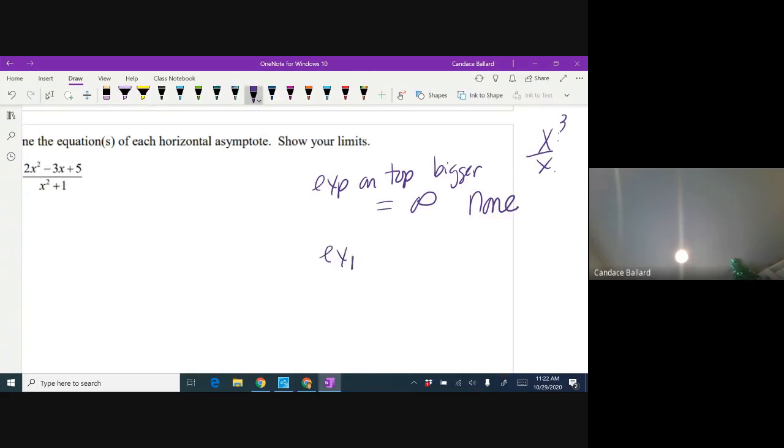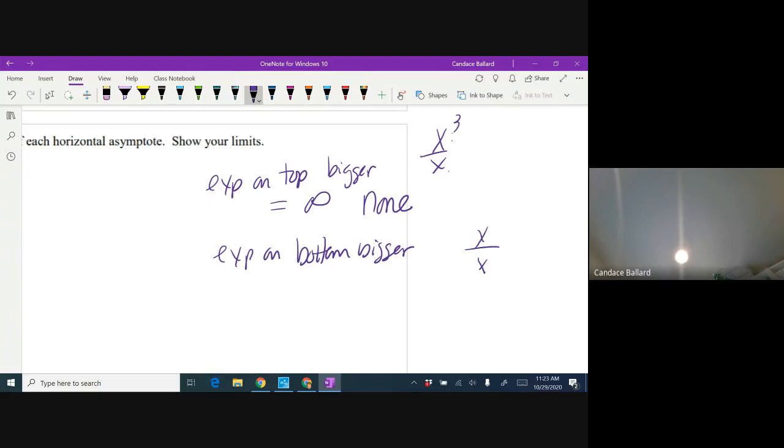If my exponent on the bottom is bigger, okay, so I have something like x over x cubed, that means that really this would cancel to this. And the bottom, when I put infinity in, would grow faster than the top, meaning it's going to be a really small number. It's going to get closer and closer and closer to 0. So you would say, and actually this would be y equals, because we're talking horizontal, okay? So there would be y equals 0.